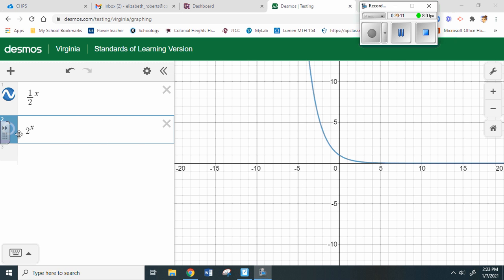All right, so again, the one I'm looking at here is my decay, where b is a fraction smaller than 1. All right, now I know I put 1/2 here, but I could put any fraction there and the y-intercept will still be 0, 1.